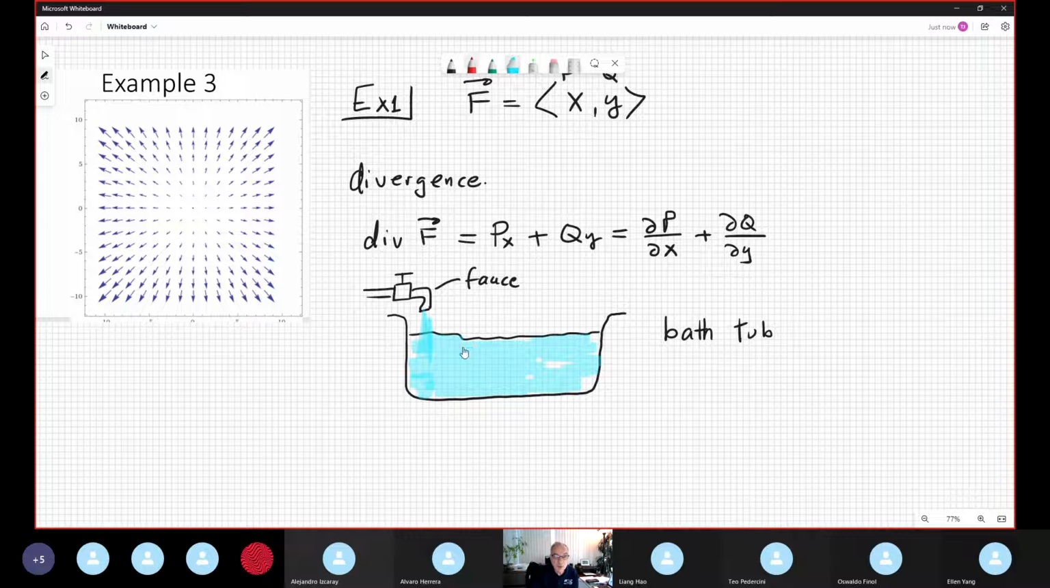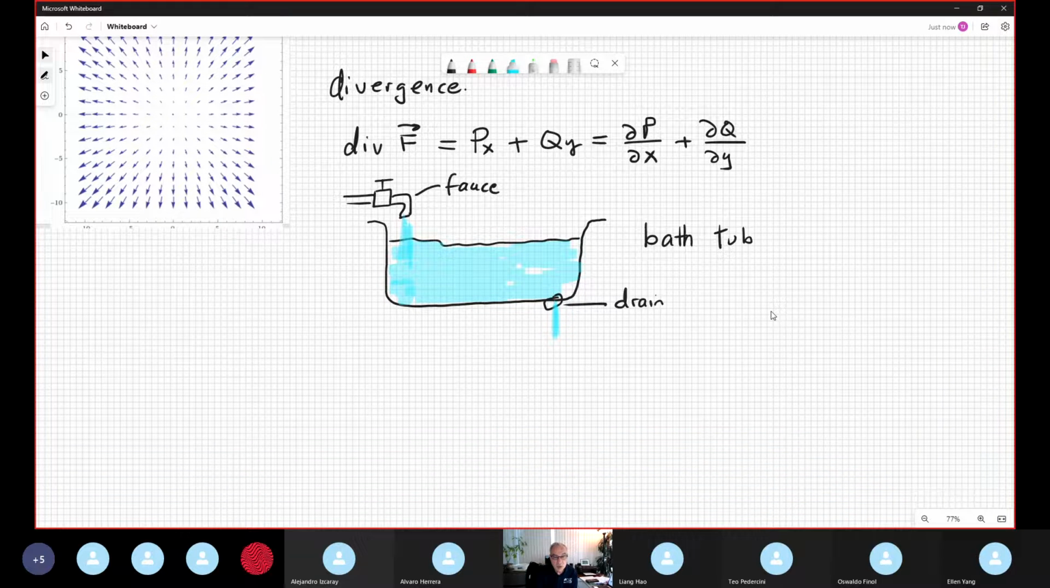And here we also have a drain. This is the drain. And at one moment I open the drain and the water goes out of the bathtub. This sketch is super easy to understand. However, let me try to do a full floor plan of this.